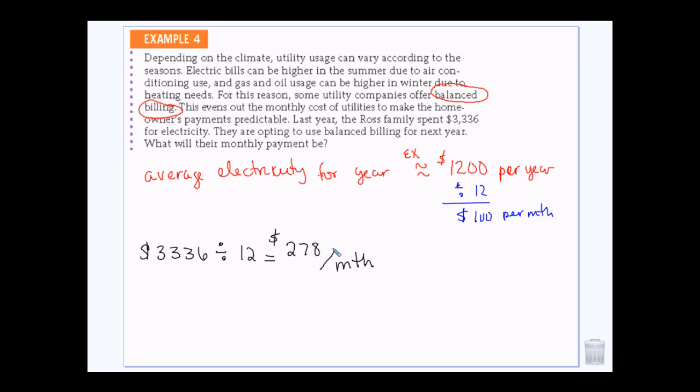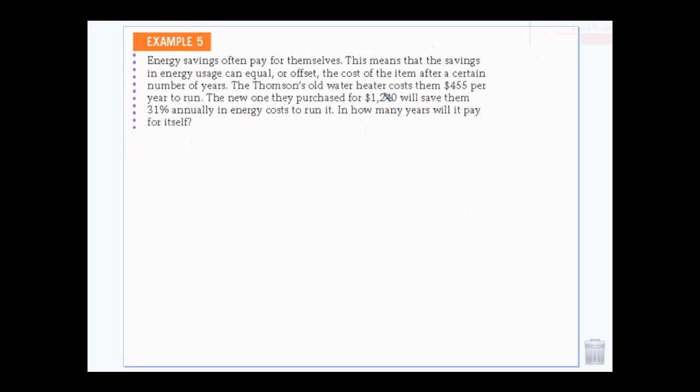Okay, so energy savings often pay for themselves. If you, for example, buy more energy efficient appliances, sometimes what you're going to save in electricity will pay for the appliance over the course of a couple years, right? So their old water heater was $455 per year to run. The new one they purchased, they paid $1,240 for it, but it's going to save them 31% annually.